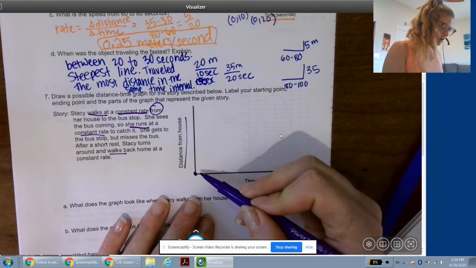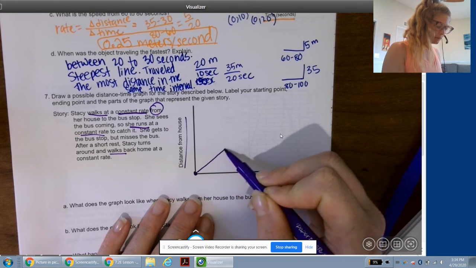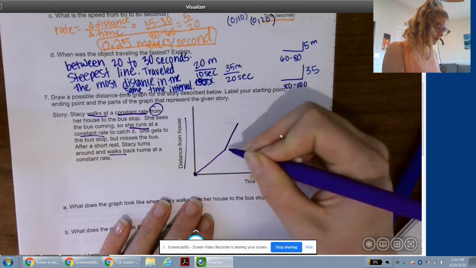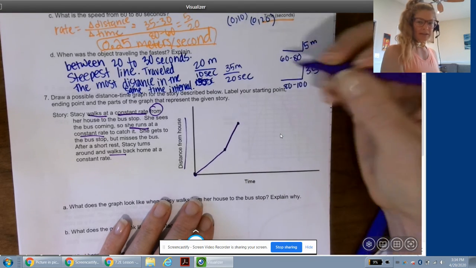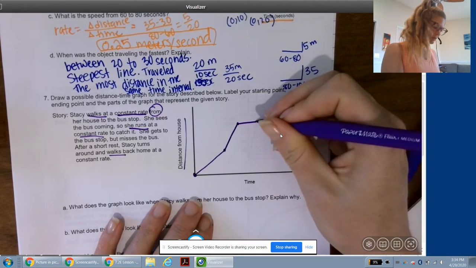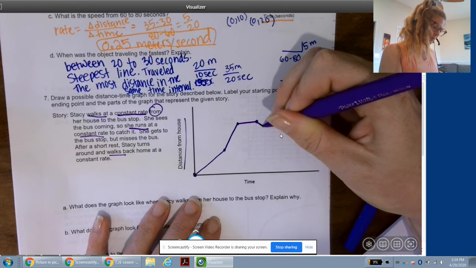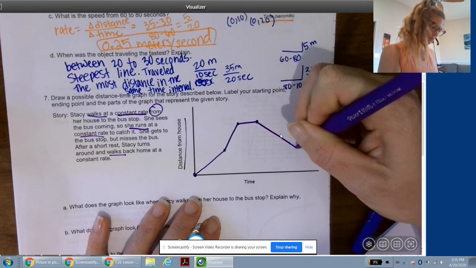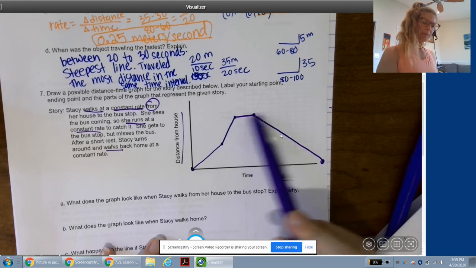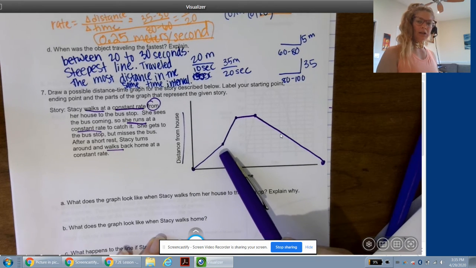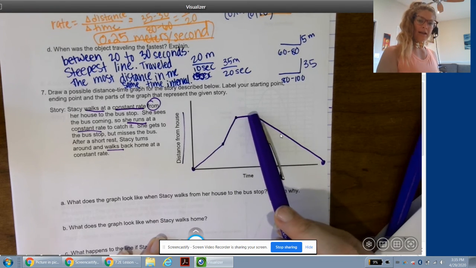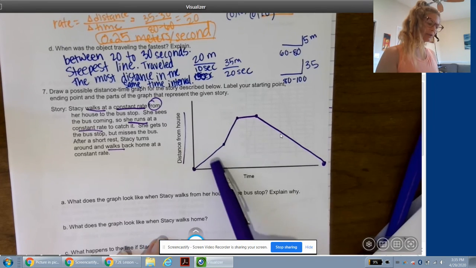Okay, so we are going to start walking, and then Stacy sees the bus, so she's gonna run. Run, Stacy. And then she misses the bus, so she's going to have a rest. And then she's going to walk back home. And she's back home. So maybe your graph looks something very similar. We have an increasing linear relationship, then we have an increasing more, we have a horizontal line, and then we have a decreasing line that's very similar to our first part.